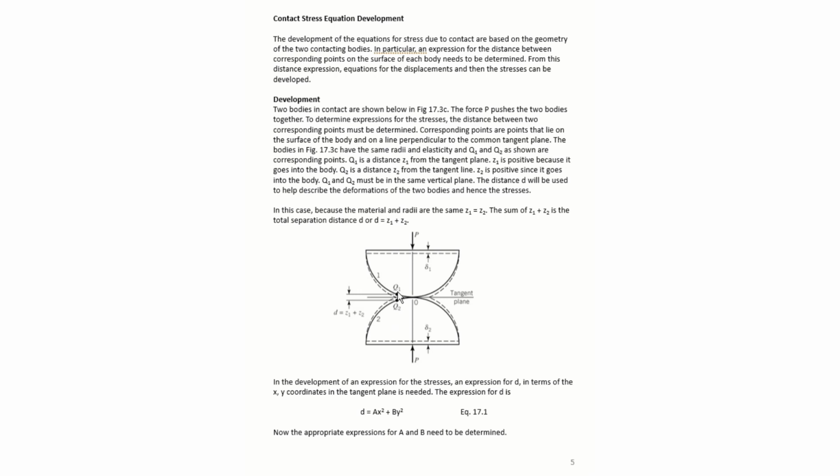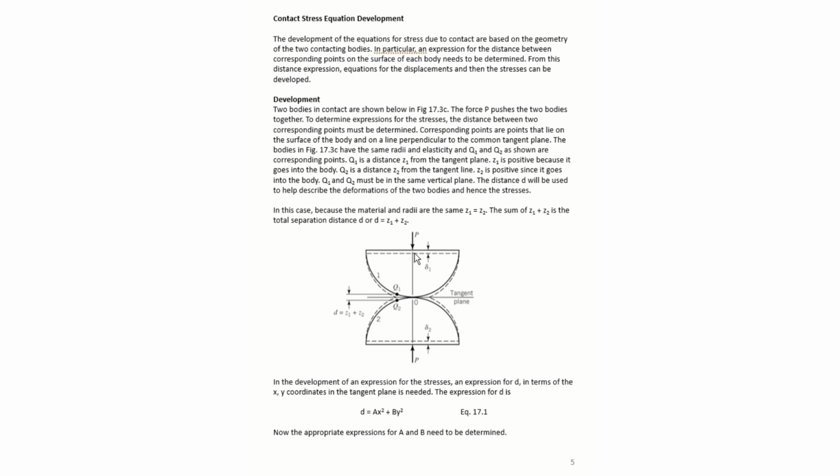you take a point Q1 and Q2 that are on those bodies, they would initially be separated by a distance d, where z1 is the distance from the tangent plane here to Q1, and z2 is the distance from the tangent plane to Q2. Both of these would be given positive numbers because the distances are positive if you're moving into the body. And so what we then do is apply a load P.